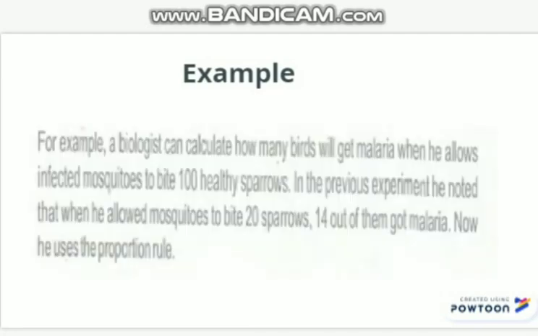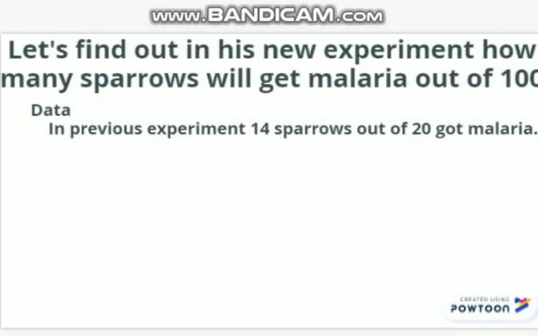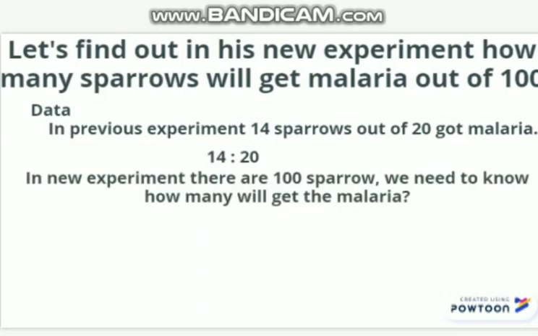For example, a biologist can calculate how many birds will get malaria when he allows infected mosquito to bite 100 healthy sparrows. As in the previous experiment, he noted that when he allowed mosquito to bite 20 sparrows, 14 out of them got malaria. So the data we have is in previous experiment, 14 sparrows out of 20 got malaria. We can write it like 14:20. And in new experiment, there are 100 sparrows and we need to know how many will get the malaria. So we can write it like X:100. Our first ratio is 14:20 and second is X:100.